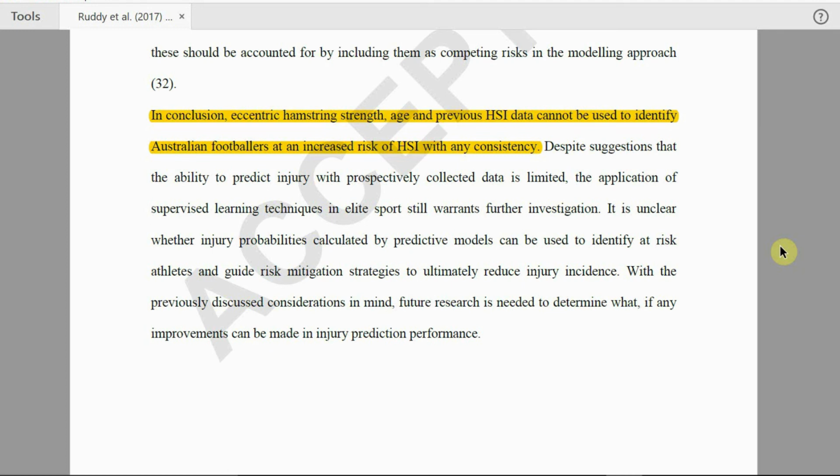But ultimately, in conclusion, eccentric hamstring strength, age, and previous hamstring injury data cannot be used to identify athletes at an increased risk of hamstring injury with any consistency.